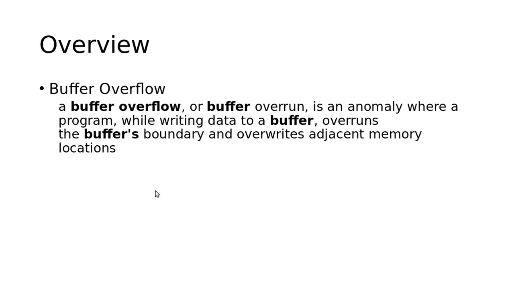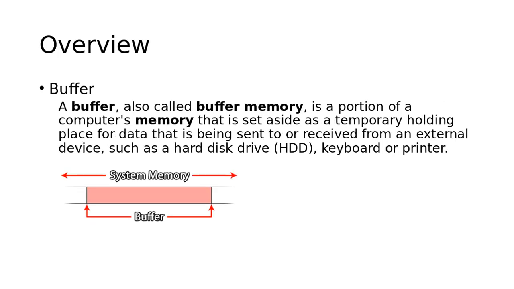Next, buffer overflow. A buffer overflow or buffer overrun is an anomaly. This is not normal, so it is called an anomaly, where a program, while writing data to a buffer, overruns the buffer's boundary and overwrites adjacent memory locations. So if this is our allocated buffer space and we write some data into it, but the data exceeds our allocated space, then it overwrites our adjacent memory addresses. This is called buffer overflow.